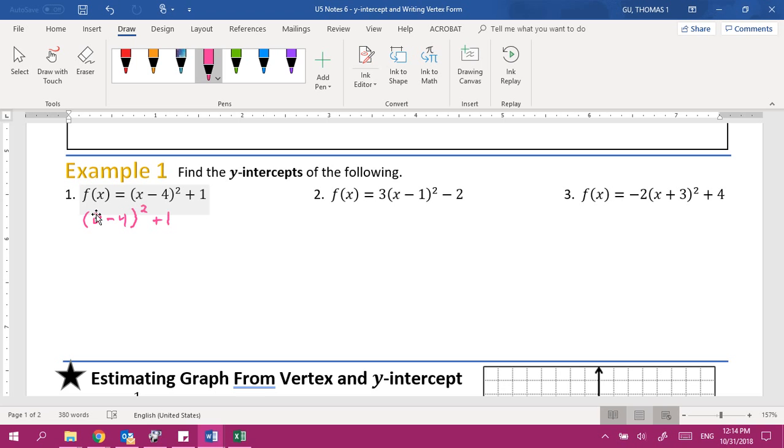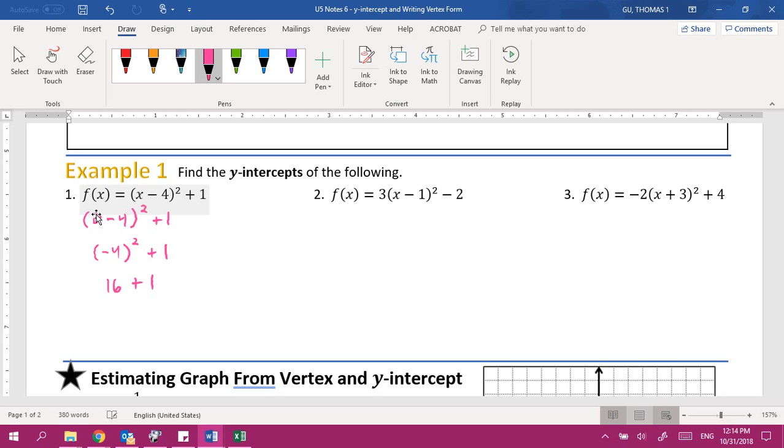Right, we simplify inside the parentheses, so what would that give us? Negative 4. Squared plus 1. What's the next step now? Square whatever's inside the parentheses. So what is negative 4 squared? 16.